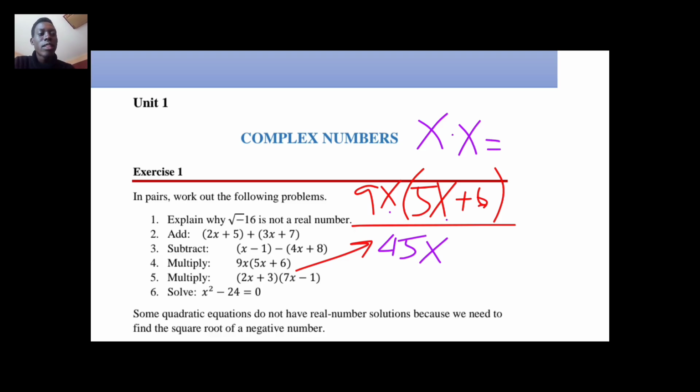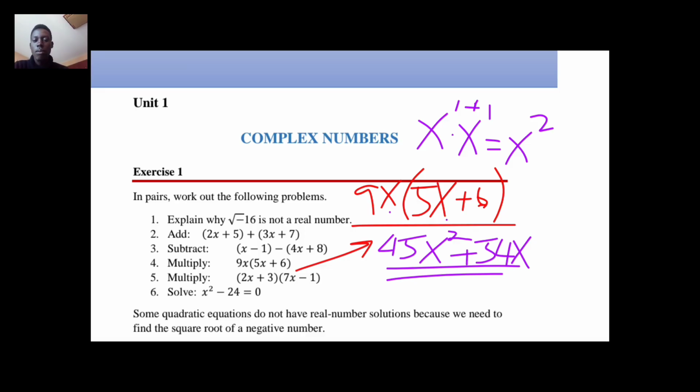Since you are multiplying x by x, they become two numbers of the same base. So what are their exponents? Their powers here are 1 and 1. Numbers of the same base, you add the powers. 1 plus 1 is going to give you 2. So here you are going to have 45x squared plus 9x times 6. 9 times 6 is going to give you 54x. So this is the final result for this multiplication.